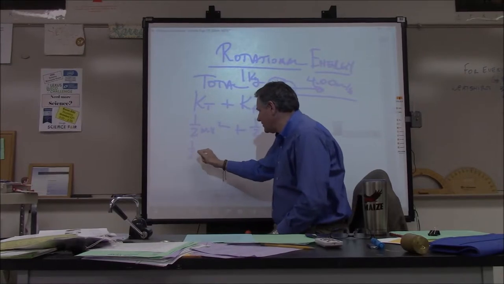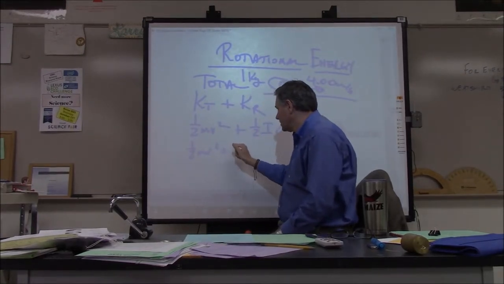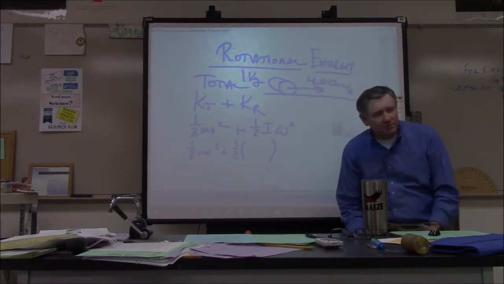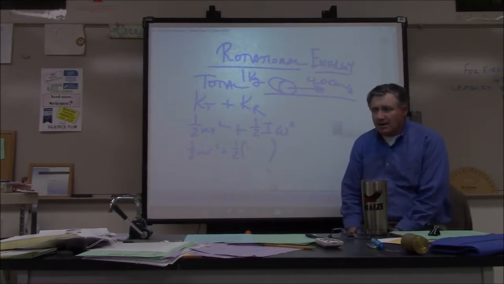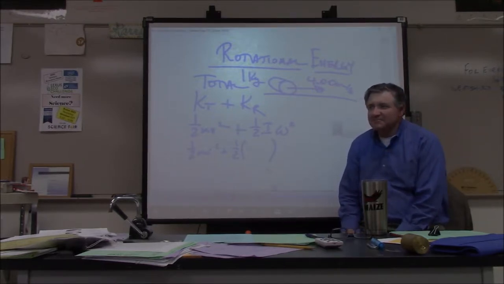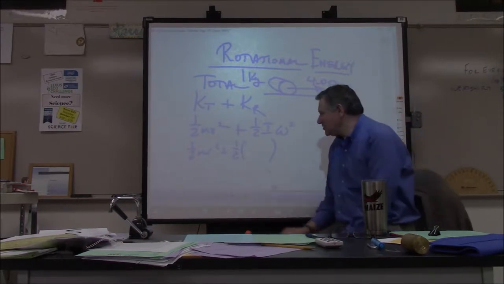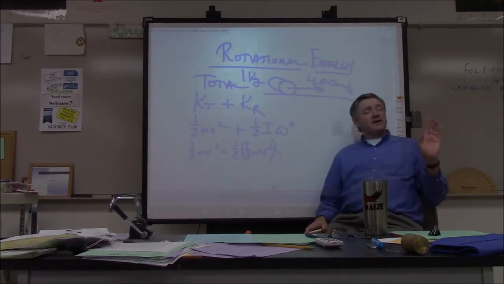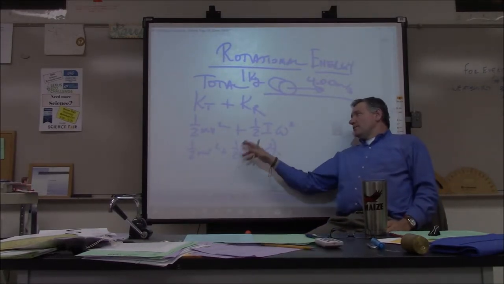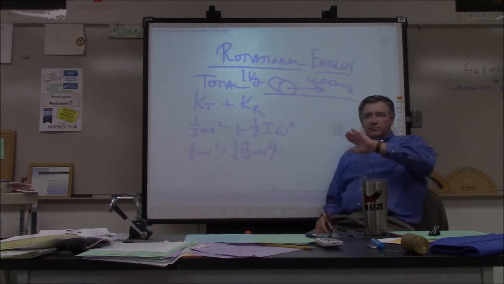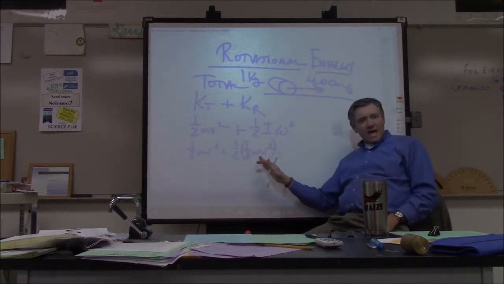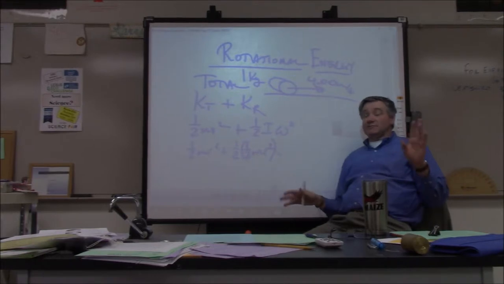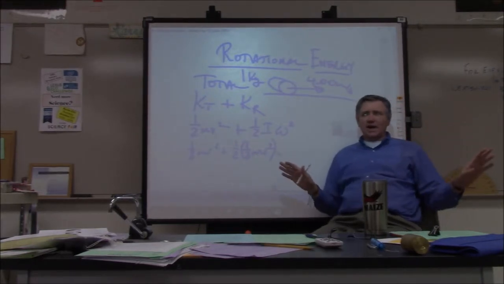So this is still 1/2 mv squared, plus 1/2. Now, because it's a solid cylinder, how do you calculate the moment of inertia of a solid cylinder? 1/2 mr squared. Beautiful. Now, I want you to be very, very careful about something. This 1/2 out here is part of the equation. This 1/2 in here is part of the moment of inertia calculation. So these two 1/2s, even though they look the same, they're not the same 1/2, if that makes sense.